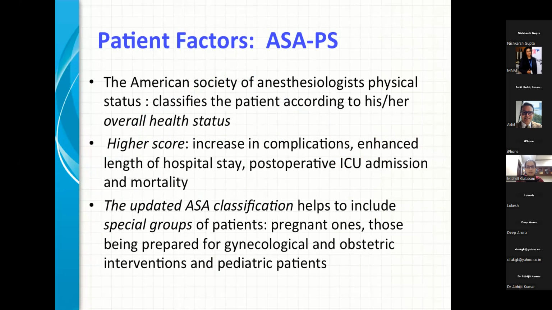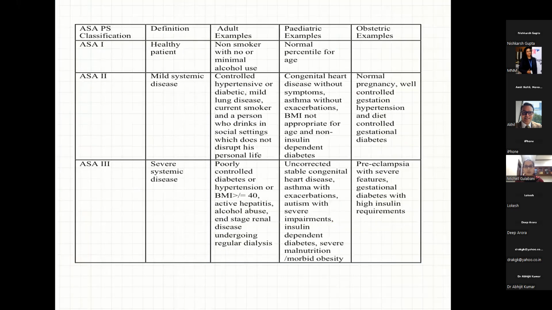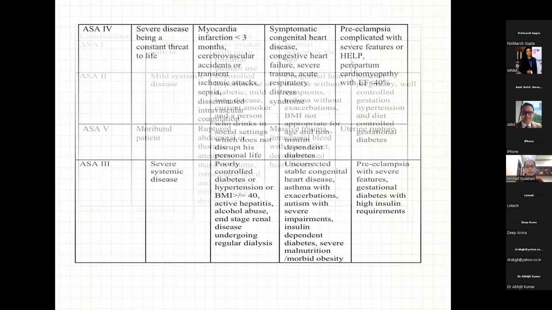pregnant ones, those being prepared for. So a normal pregnant patient and a well-controlled gestational hypertension, as well as a diet-controlled GDM, all come as ASA 2. And as we increase in the ASA classification, preeclampsia with severe features becomes 3, HELLP becomes 4, and that's how it proceeds in the other examples of adult and pediatric too.